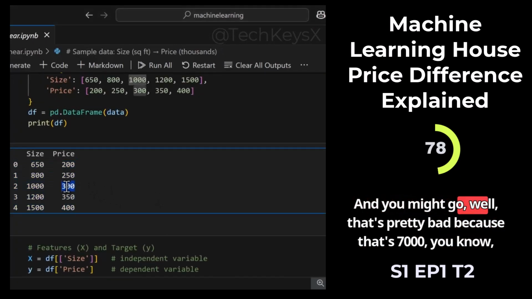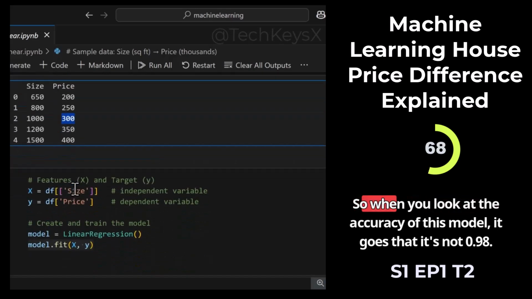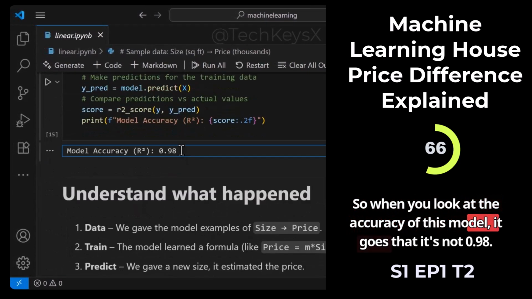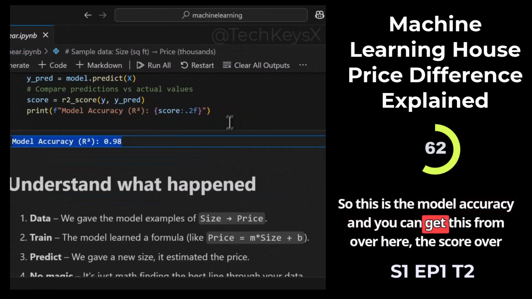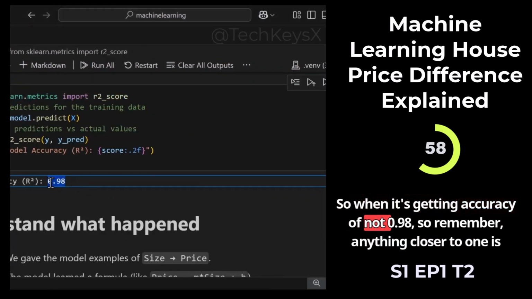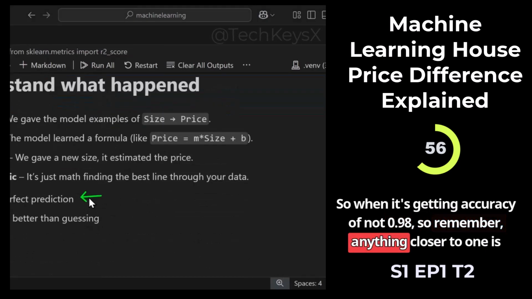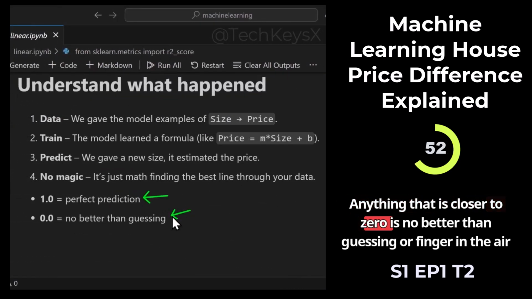And you might go, well, that's pretty bad, because that's a 7,000 difference between the actual value and what we got. And $7,000 or pounds is a lot of money. So when you look at the accuracy of this model, it's 0.98. This is the model accuracy, and you can get this from the score over here. So remember, anything closer to 1 is perfect prediction. Anything closer to 0 is no better than guessing, or a finger in the air job.